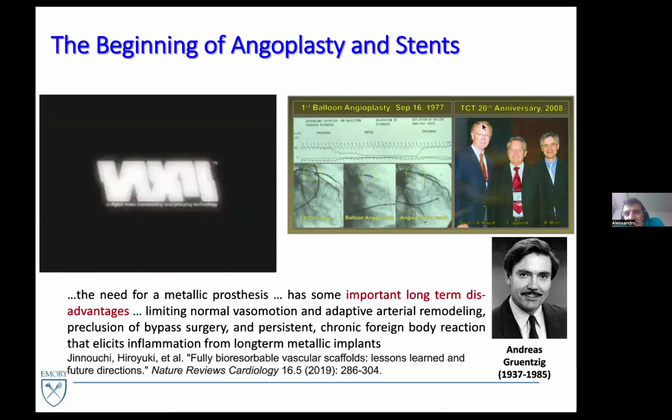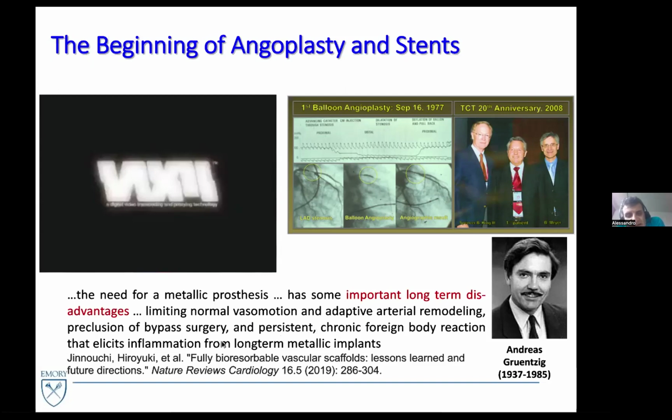This is Spencer King, the godfather of interventional cardiology at Emory, and he's a good friend of mine. He was still there, he survived Andreas Gruenzig. He was still there, and it was a very successful story. But clearly, as for any innovation, there are some drawbacks.